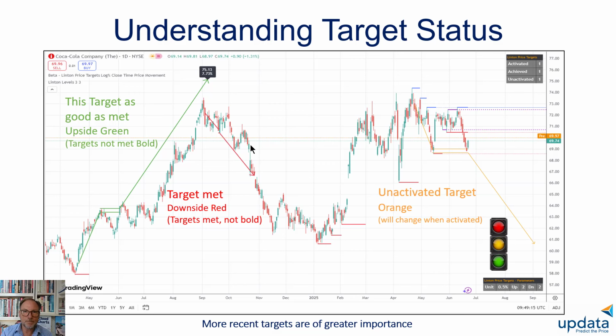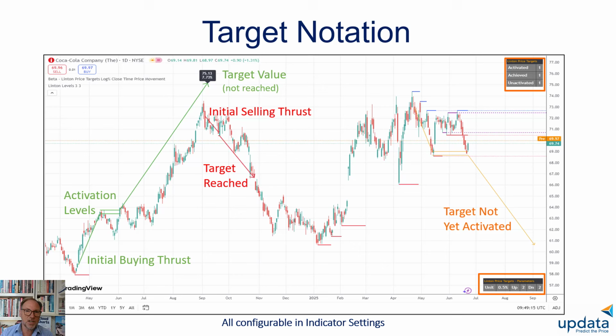The notation is the way it's set up in your system is that the bold ones are the ones that are not yet reached. The less bold ones are the ones that have been met and also activated. The ones that are yet to be activated are thin. So the bold ones are the ones that are activated but not yet met.